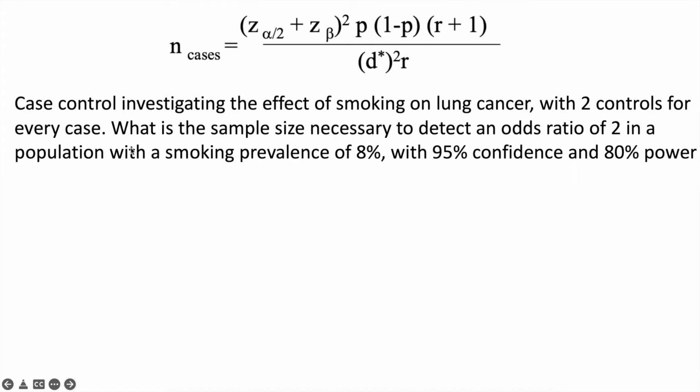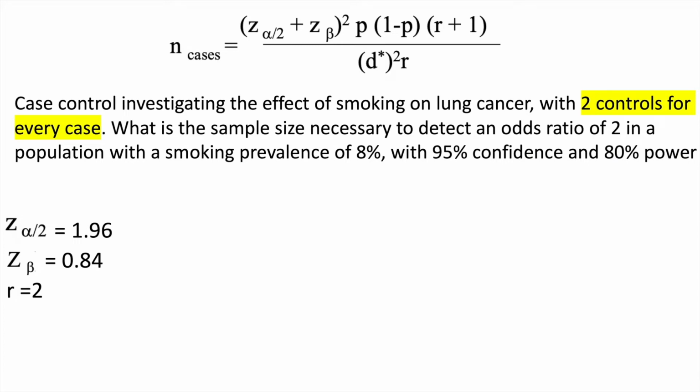The example I came up with is a case control study looking at smoking and lung cancer. We want 2 controls for every case, and we want to find the sample size necessary to detect an odds ratio of 2 in a population where the smoking prevalence is 8%, and we want to have 95% confidence and 80% power. So pulling information out of that, we have Z alpha and Z beta, because we know the confidence and power.